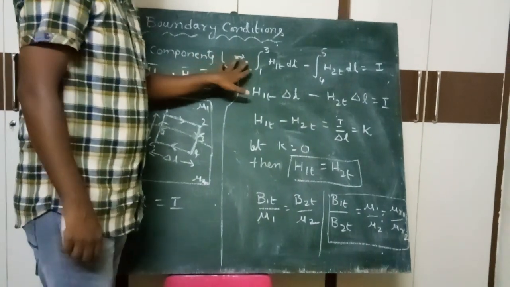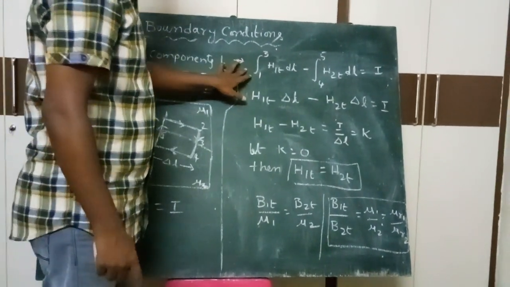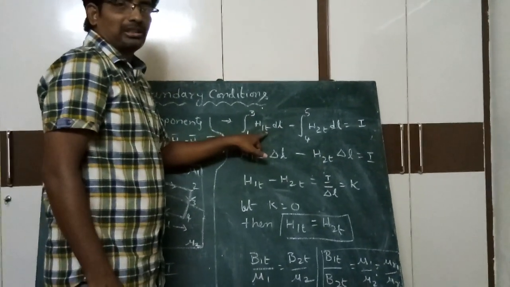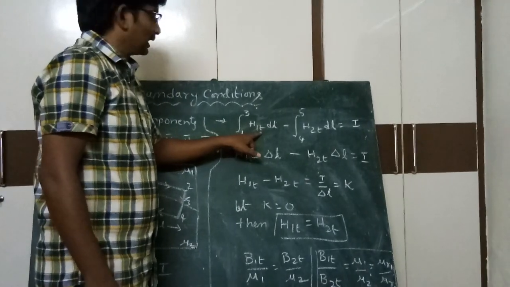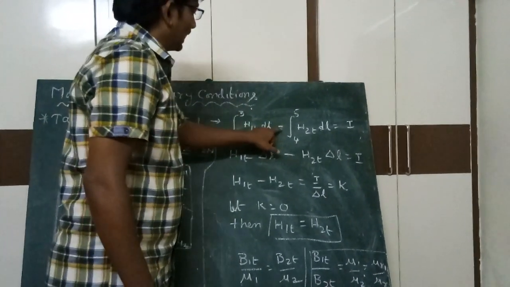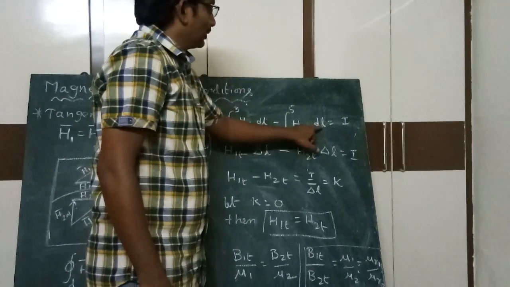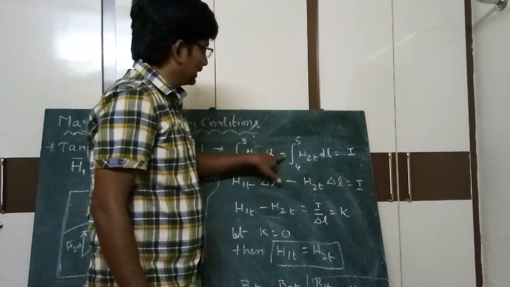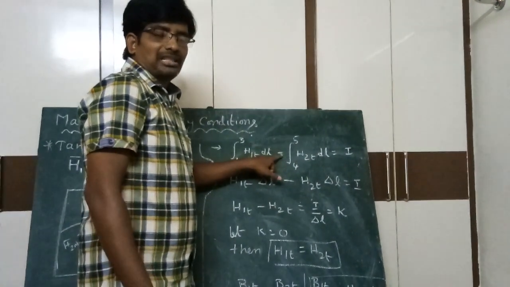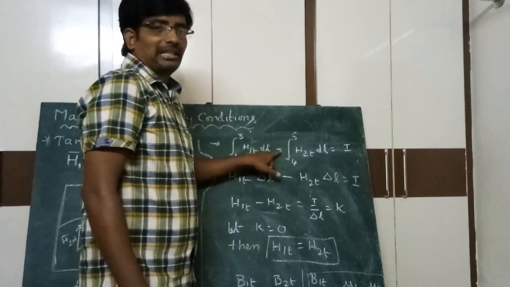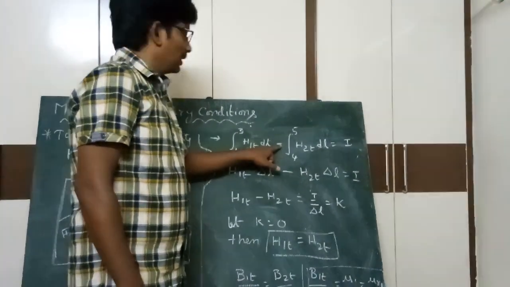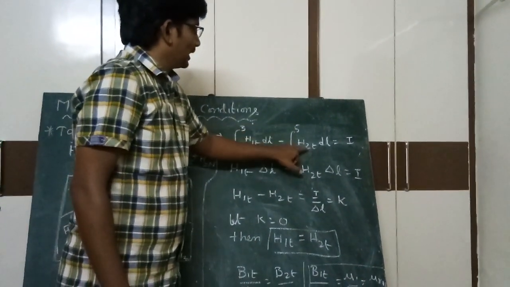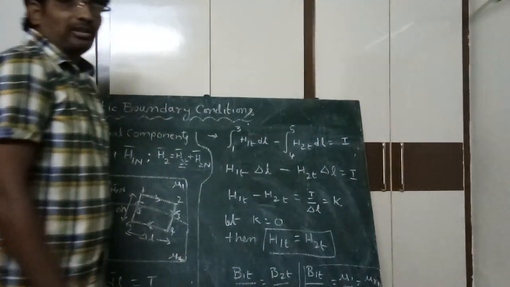Now after substituting the value of theta in the previous equation, we can get this one: integral 1 to 3 H1T into dl. Here we have theta equals to 0 degrees, so cos 0 means 1. So integral 1 to 3 H1T dl minus integral 4 to 5 H2T into dl. Here we have theta equals to 180 degrees, so cos 180 is minus 1. That's why we can get minus here. And the remaining terms become 0 because theta equals to 90 degrees, so cos 90 is 0. So we can get integral 1 to 3 H1T dl minus integral 4 to 5 H2T dl is equals to the current enclosed, that is I.